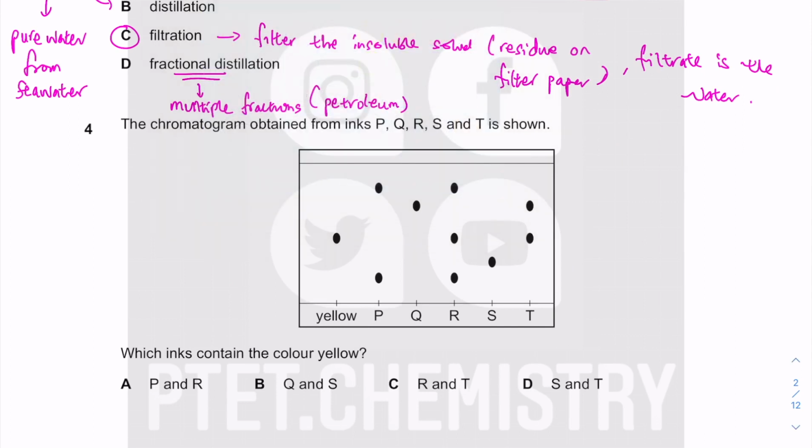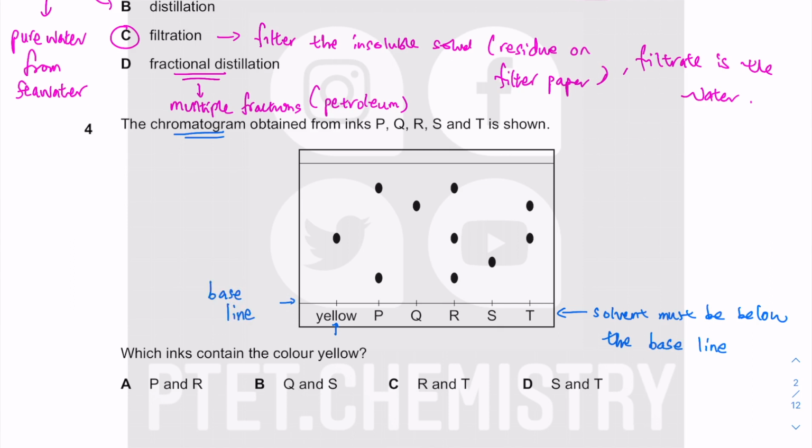Question 4, this is called a chromatogram because it's a result of paper chromatography. This is the yellow ink. This is P, Q, R, S, and T. When you put them into the solution, your solvent must be below what they call the baseline. This is the baseline.